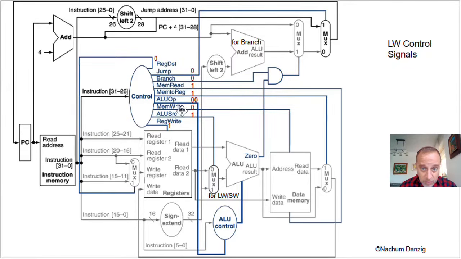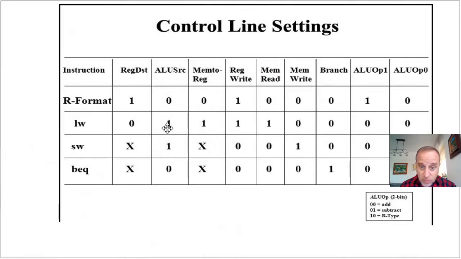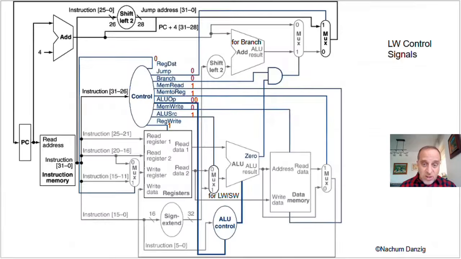So, mem to read is a 1, mem to reg is a 1, ALU source is a 1, reg write is a 1. Those are the 4 ones that we saw over here. 1, 2, 3, 4. Notice I don't mention the zeros, but all the others will be zeros.